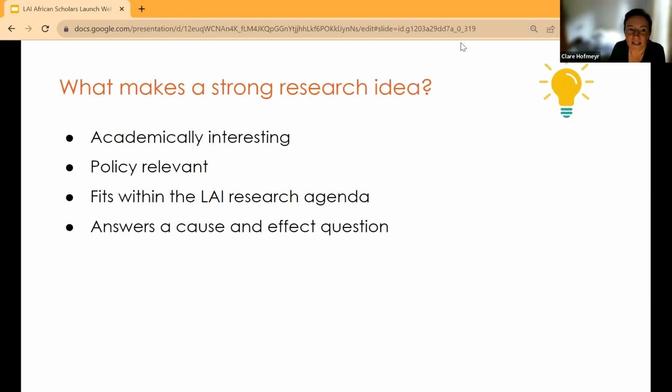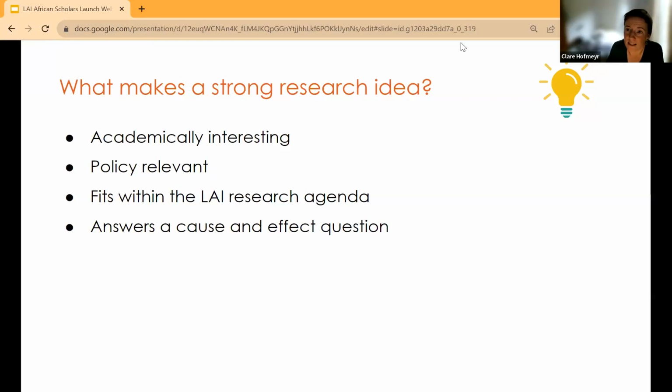All right, so what makes a strong research idea? Firstly, it has to be academically interesting. At its core, J-PAL, as you saw at the beginning, is a network of researchers. And so the research we want to fund and implement is adding to the body of knowledge. It's aware of the most current findings and adding to that body of knowledge on a particular topic. So that's what academically interesting means.